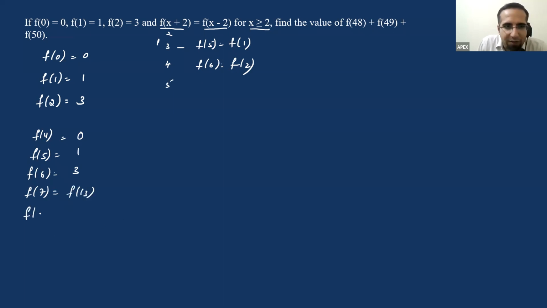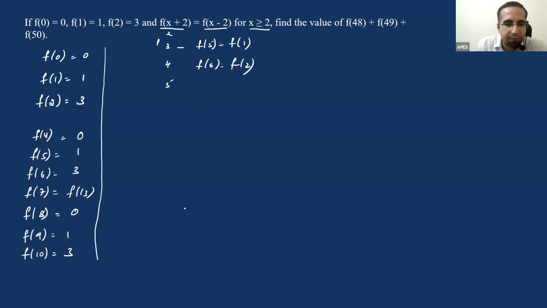Now let's take f(8). What is f(8)? The value of x should be 6, so 6 minus 2 is 4. So f(8) is again equal to f(4), which is 0. f(9) is equal to 1, and then f(10) is equal to 3. So if you observe, this cycle will keep on continuing for every such series altogether.